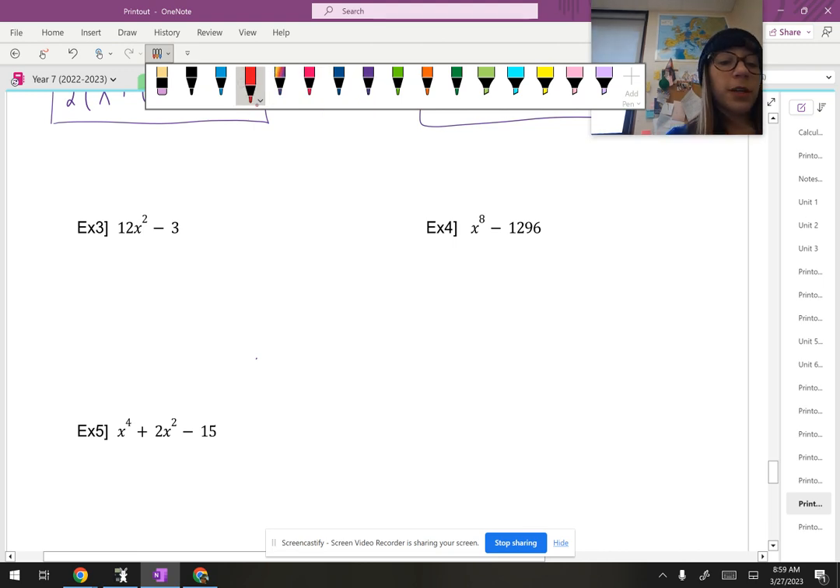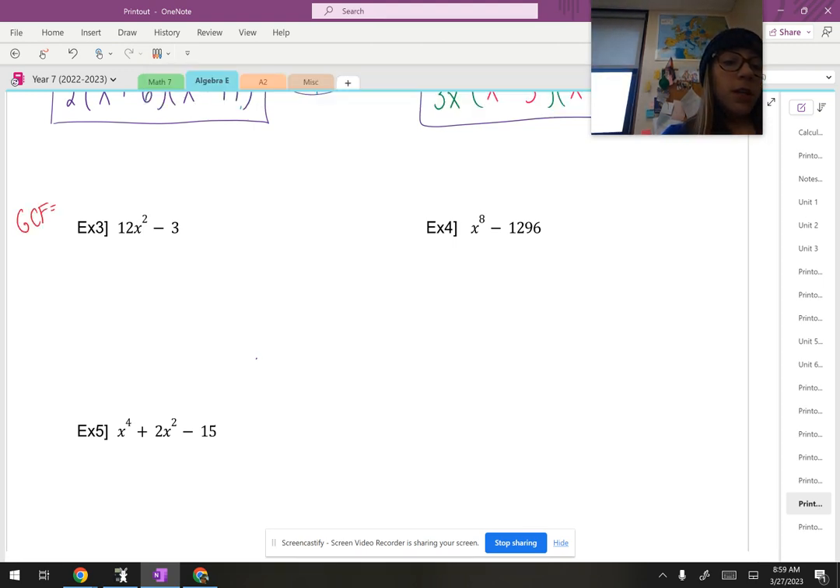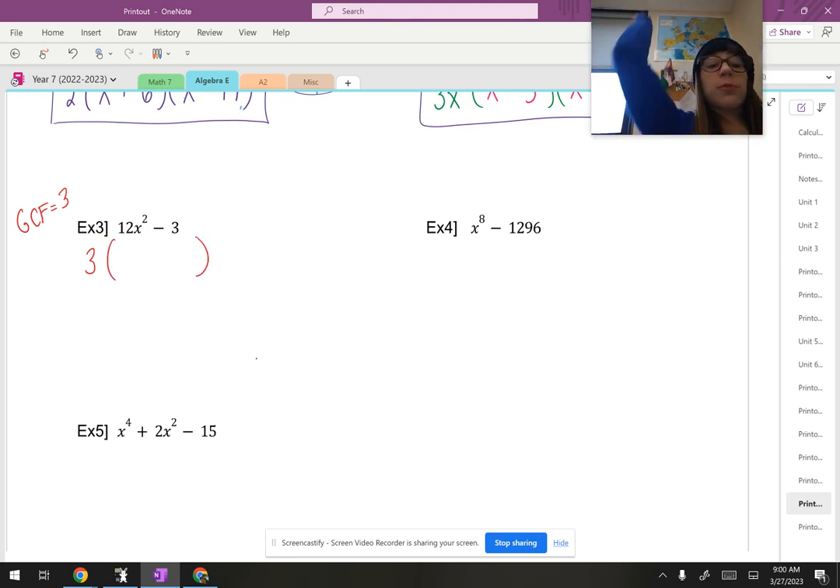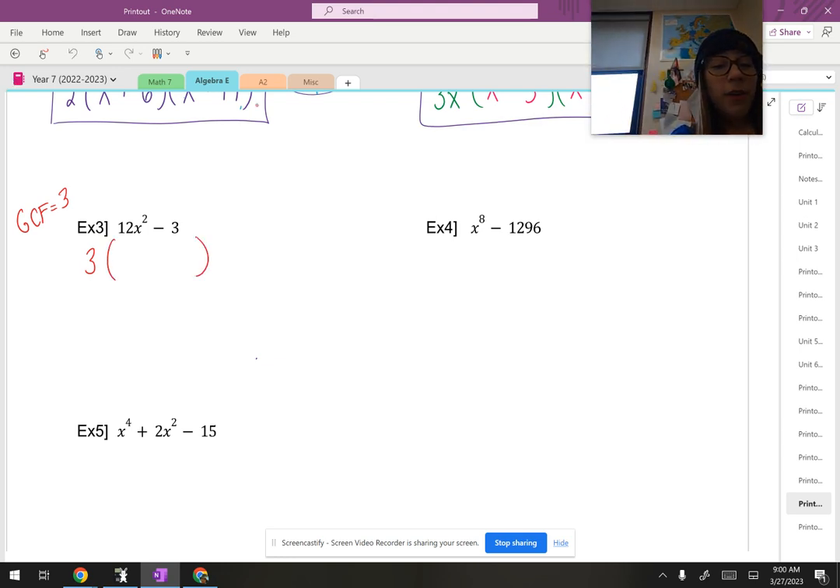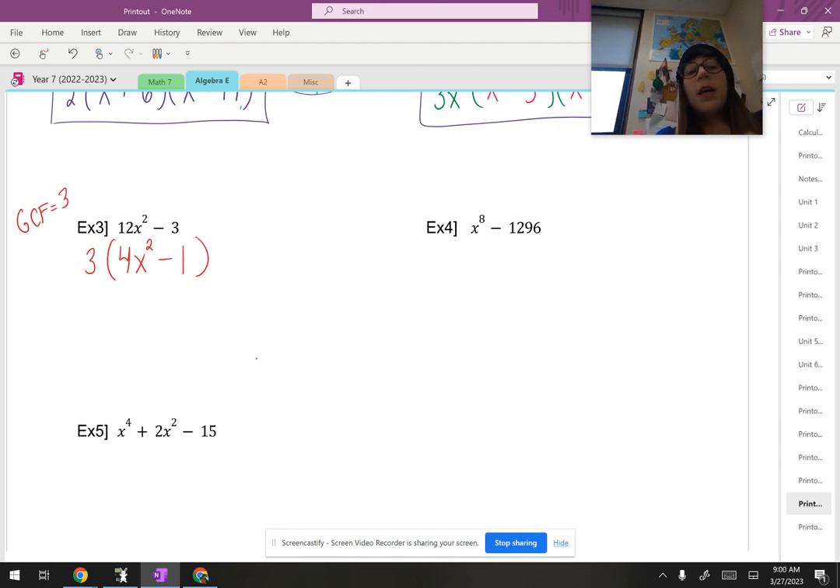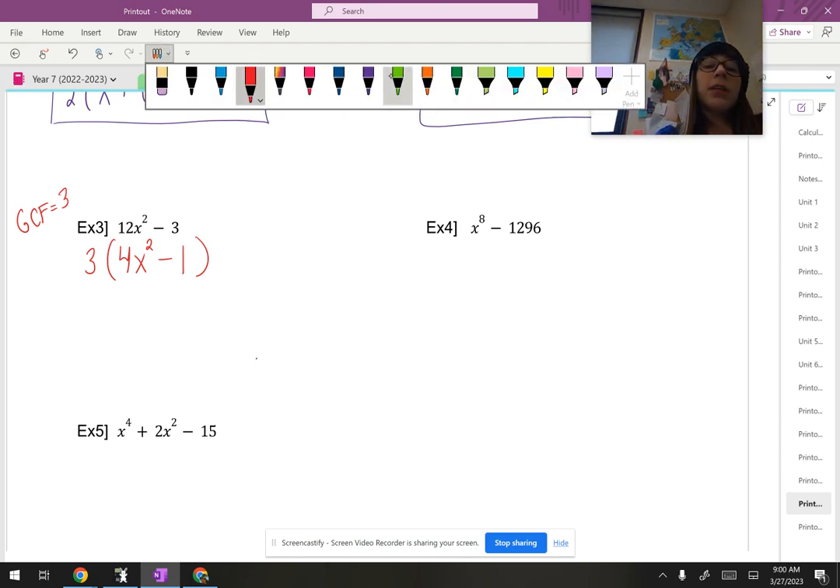So on this first one here, definitely no x's, but 3. I can definitely take a 3 out of a 3 and a 3 out of a 12. So my GCF is a 3, and I'm going to start by taking that out. 12x squared divided by 3 gives me a 4x squared, and negative 3 divided by 3 is just minus 1. Now, you might be thinking that you're done, but you are absolutely not done here.